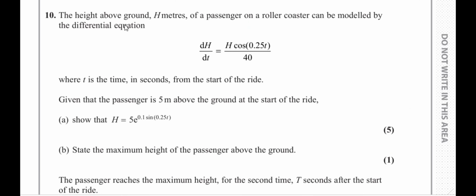Question 10. The height above ground, h meters, of a passenger on a roller coaster can be modeled by the differential equation dh by dt is equal to h cos 0.25t over 40, where t is the time in seconds from the start of the ride. Given that the passenger is 5 meters above the ground at the start of the ride, this information is useful for solving out the constant k. Show that h equals 5 e to the power of 0.1 sine 0.25t.